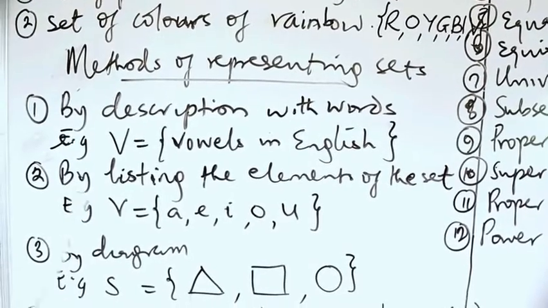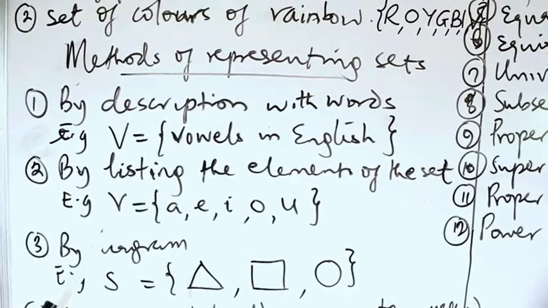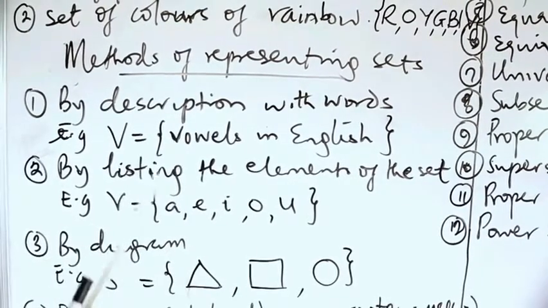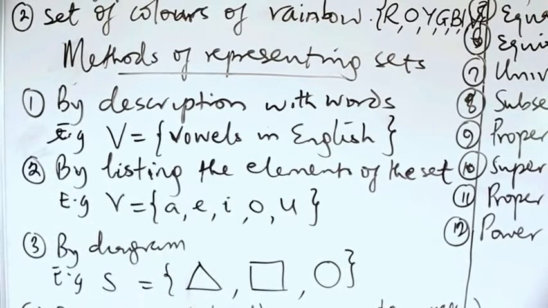Then another one is by listing the elements of the set. The same example I gave you before in this one, we can list out the elements like this. Set V is equal to A, E, I, O, U, stating the vowels in English. That is another way of representing set.